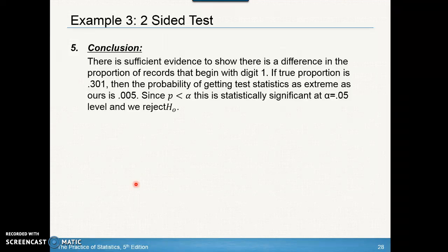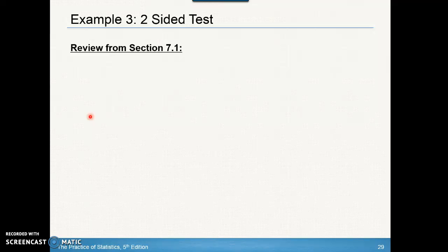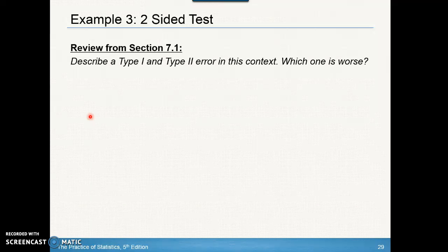All right, now there is sufficient evidence to show that there is a difference in the proportion of records that begin with the digit 1. Here's our interpretation of our p-value: if the true proportion is 0.301, then the probability of getting a test statistic as extreme as ours is 0.005. Now we're going to link the probability to the alpha. Since p is less than alpha, this is statistically significant at the alpha is 0.05 level, and we reject the null.